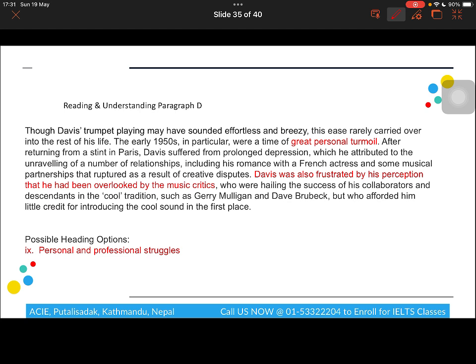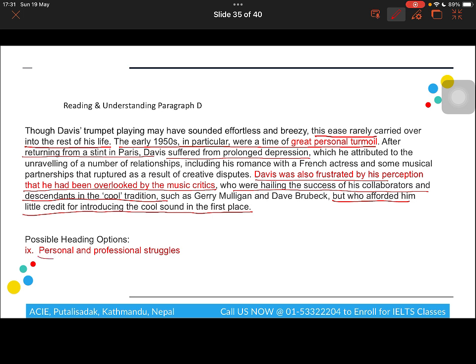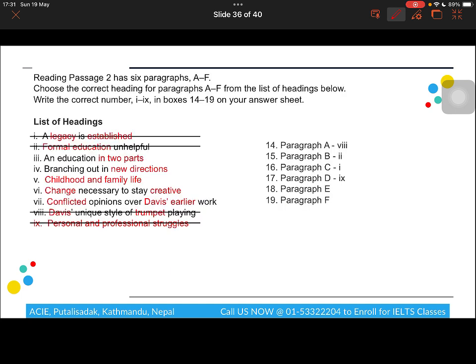Reading paragraph D: though Davis's trumpet playing may have sounded effortless, this ease rarely carried over into the rest of his life. The early 1950s in particular were a time of great personal turmoil. After returning from a stint in Paris, Davis suffered from prolonged depression. Davis was also frustrated by his perception that he had been overlooked by critics who were hailing the success of his collaborators and descendants in the cool tradition, but who afforded him little credit for introducing the cool sound in the first place. So, personal and professional struggles is, in fact, the correct heading for this paragraph, because that is being talked about in great detail.